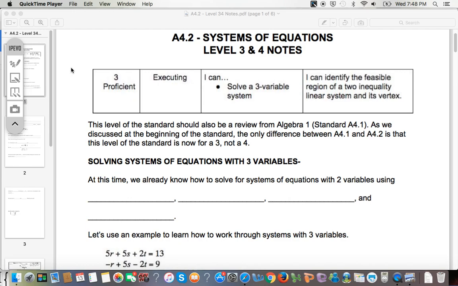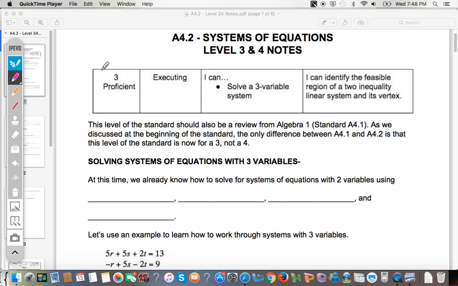Hi everyone, this is Biddeford High School Graduation Standard A4.2, Systems of Equations, Level 3 Notes. So let's take a look at the learning target. Our learning target for this level of the standard: you will be able to solve a 3-variable system. Of course with these notes and a little bit of practice.